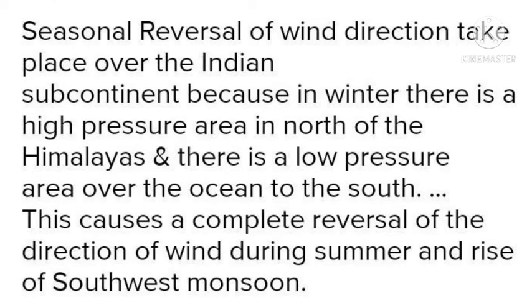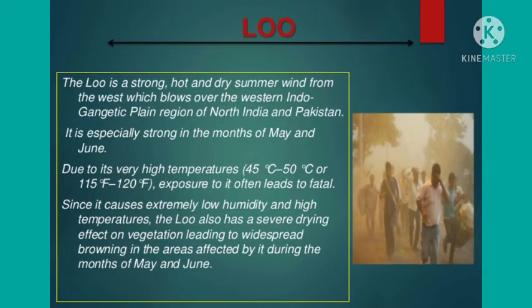Next question is, what do you understand by the term Lu? Lu is a hot and dry wind that blows from the west in the months of May and June in the northern part of India. It increases the day temperature ranging between 45 degrees centigrade and 50 degrees centigrade. It is harmful to human beings.